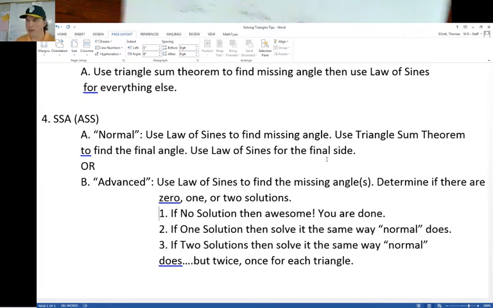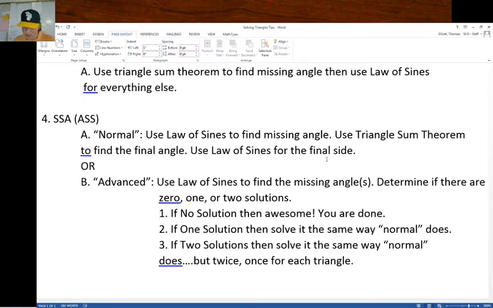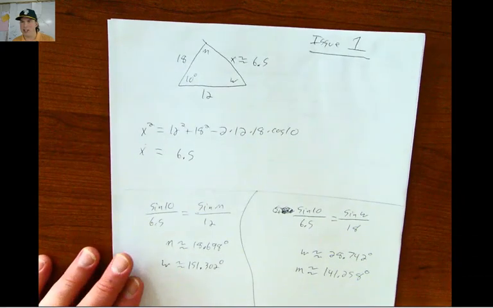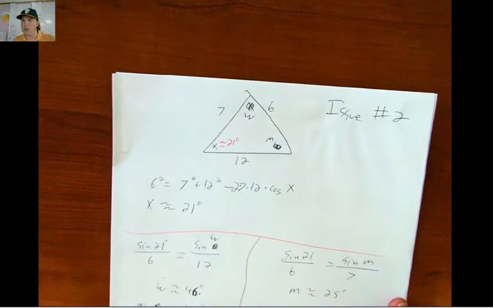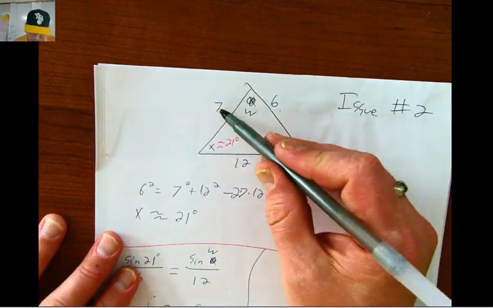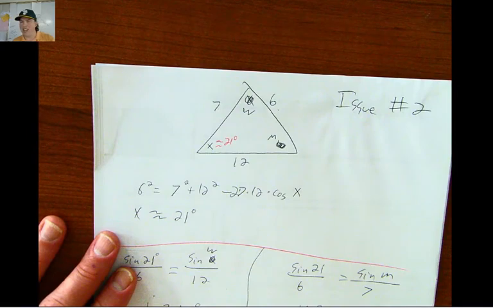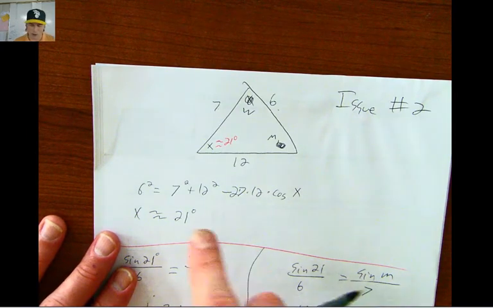Just to talk about a couple of the pitfalls that happen with these. The first one involves a side, side, side. I mentioned never use law of sines, or use law of cosines to find the largest angle. Here's Elliot not following that advice on a side, side, side problem. Here I have a 6, a 7, and a 12. And I decide to use law of cosines, but I decide not to use law of cosines to find the largest angle.